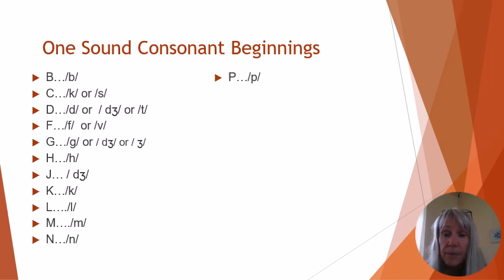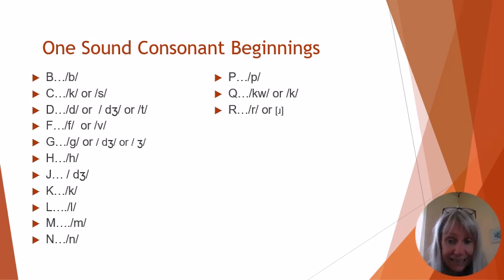The P makes the P sound. The Q at the beginning of a word will make that double phoneme sound, queen, quiet. It can make a K sound within a word, but we're only talking about our beginning consonant sounds here for this presentation. R at the beginning of the word can make the R sound. You will see the upside down R as a phonetic symbol because it is used a little differently in England. We make a different R sound in England.